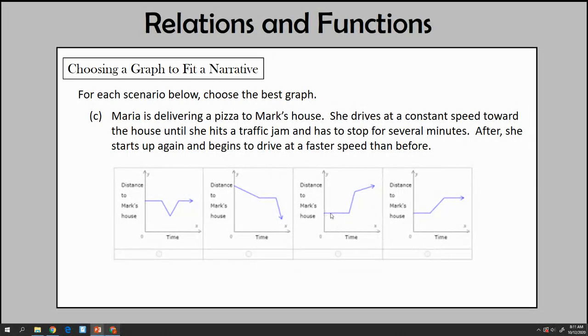Let's talk about these though. This one says she stays a constant distance away from the house. Then she gets really quickly far away from the house, and then even farther away yet. So that's not it. This one's kind of the same as the last one. Okay, so the only one that fits our scenario is this choice.